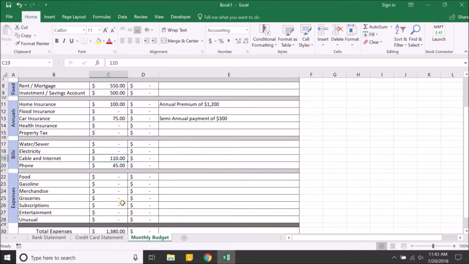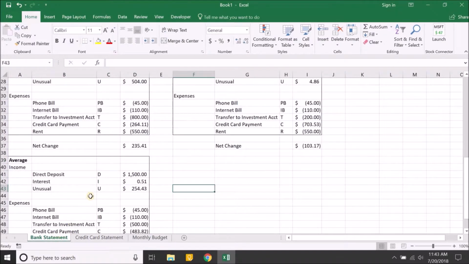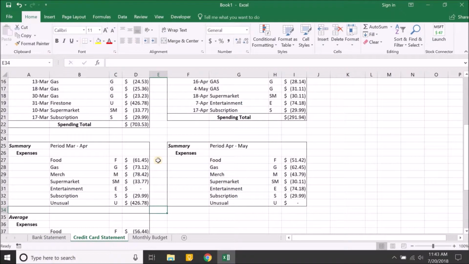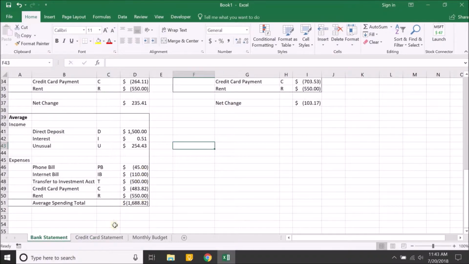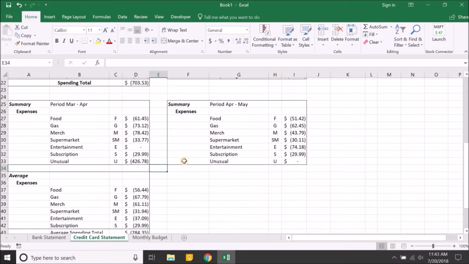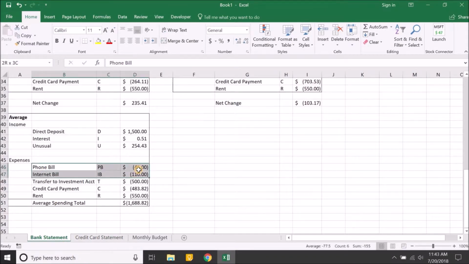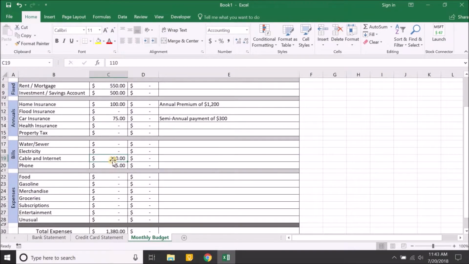Okay, and we're getting these from the bank statement as well. Now these could be on your credit card statement. In this example, the phone bill is being paid through the bank. But let's say you're paying it through the credit card. You would go to the credit card, go to average, and you'd see where you have the phone bill, the internet bill, the electric bill, and you would get it from here. In this case, it's coming from our bank. We see here we spend around, average around $45 each month for phone and $110 for internet. So that's where we got those two amounts.